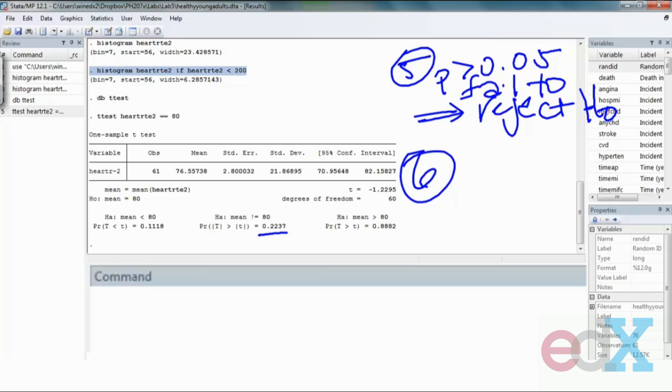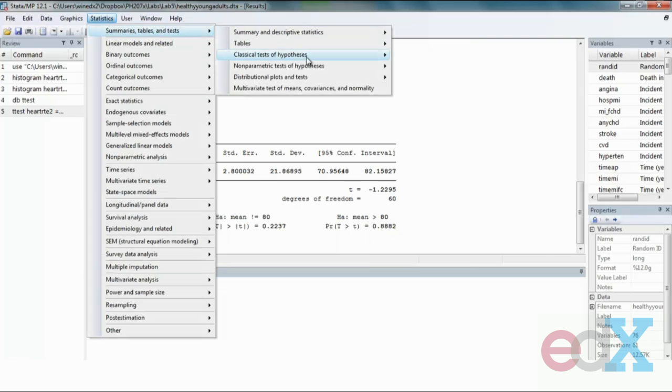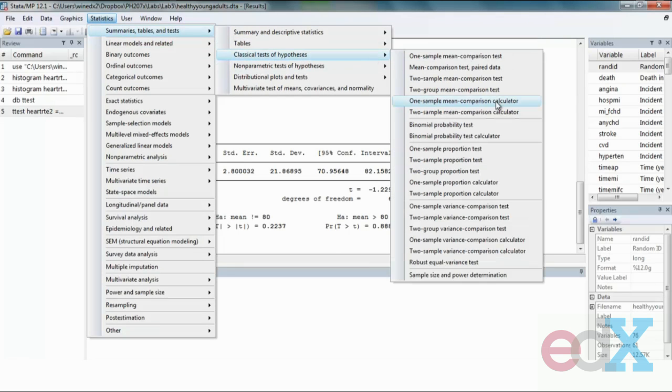Now let's briefly look at doing this test using ttesti instead of ttest. To find the t-test commands in the drop-down menu, you go Statistics, Summaries, Tables, and Tests, Classical Tests of Hypotheses, and then you have this one-sample mean comparison test. That's what we just did. We also have the one-sample mean comparison calculator.